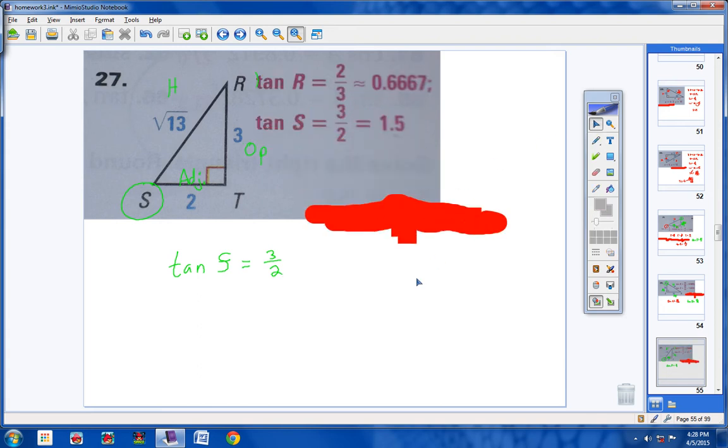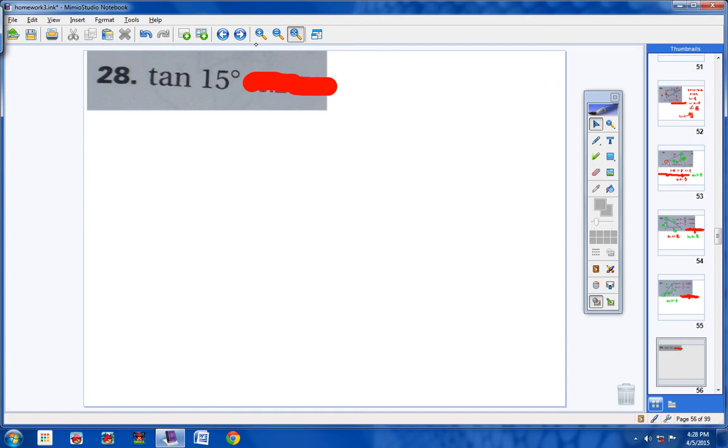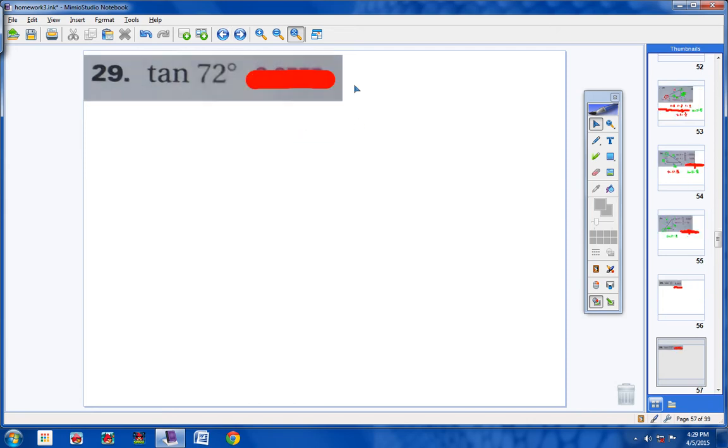Alright? Okay, now, numbers 28 through 37 are just calculator problems. We're going to use a calculator to find the tangent of given angles. So, I'm going to go through this very fast. Make sure your calculator's in degrees. If you type in tangent of 15, you'll get this, if you round correctly. If you type in the tangent of 72, you'll get this. Notice on these numbers, please listen to me, students. Notice on numbers 28 through 37, you are given an angle. Got it? You are given an angle.